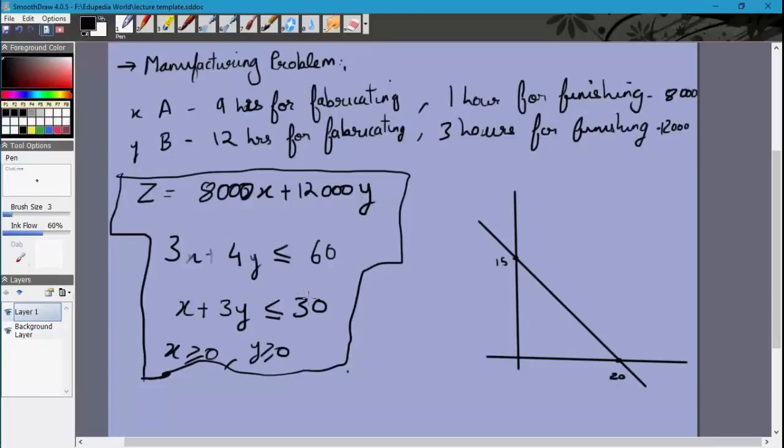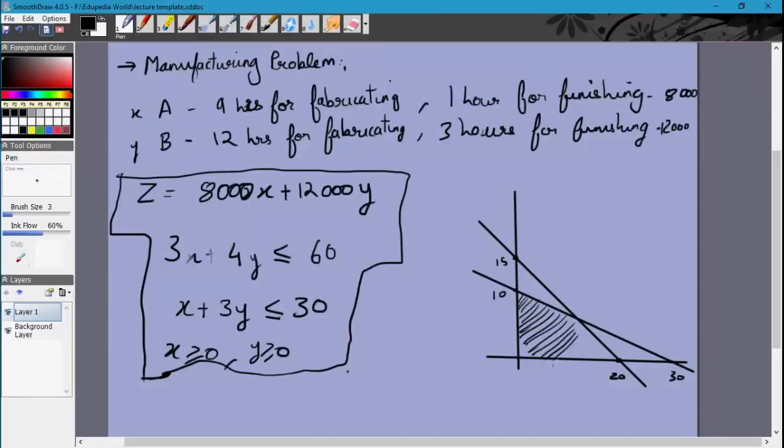Then you have x plus 3y less than 30. When x is 0, y is 10. So 10. And when y is 0, x is 30. So 30. So the other line passes through these 2 points. So what is our region of interest? This is our region of interest.